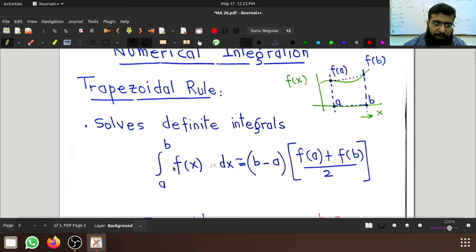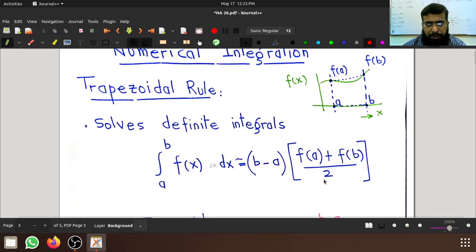The definite integral is the one for which we are given the limits a and b. We have to integrate f of x with the given limits a and b, and using this trapezoidal approximation it comes out to be b minus a, where a and b are the limits on the x-axis, and f of a is the value of the function f of x at a, and f of b is the value of this function f of x at point b. So, how do we reach this answer?